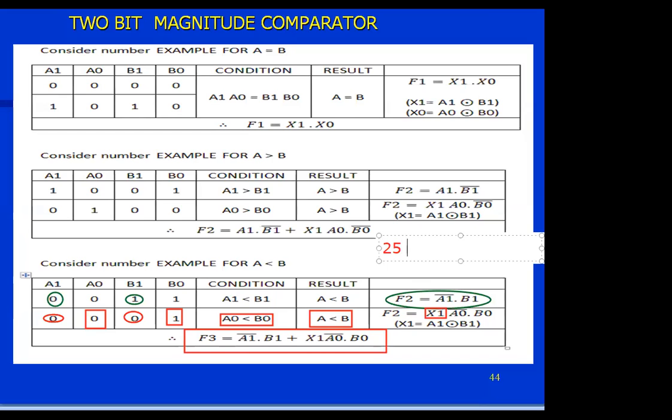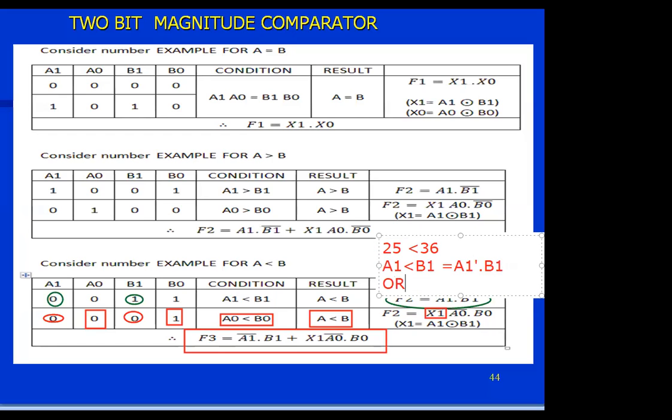25 is less than, I am taking the number as 35 or 36. If you check this number, the MSB bit 2 is less than 3. We can simply write this as A1 is less than B1, or we are writing this expression as A1 bar into B1. This is the first condition.